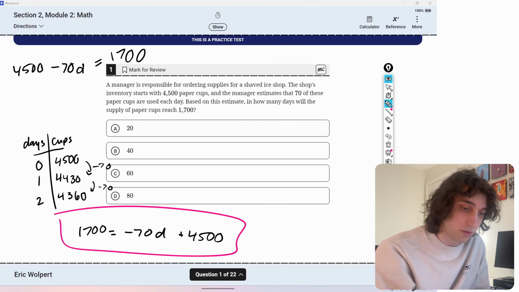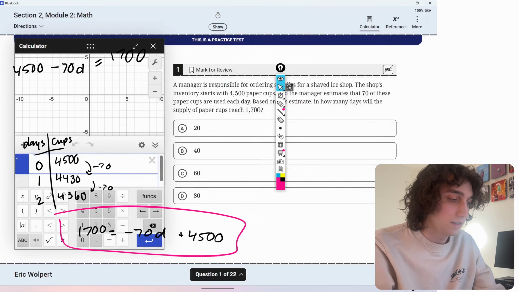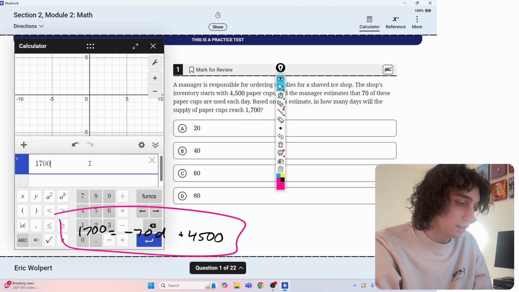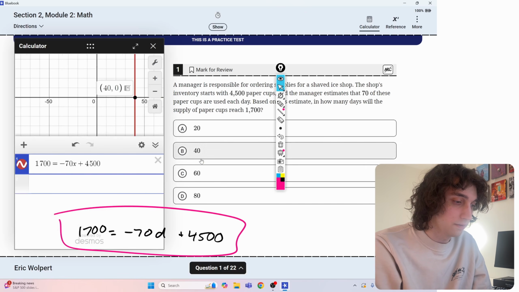So now that we're here with our equation, no matter how we got there, we can go into Desmos and basically solve for what D has to be. We have 1,700 equals -70x plus 4,500. We're solving for this given x value, which is 40.